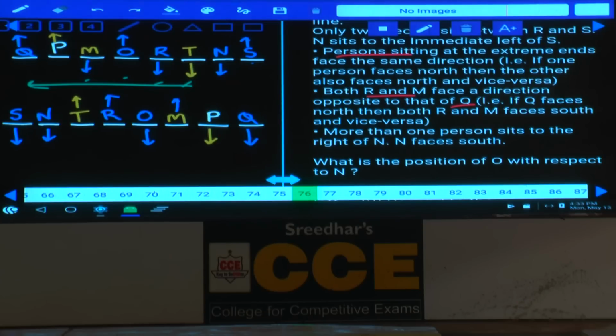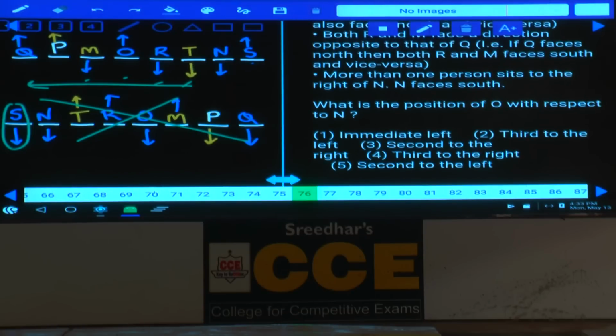But in the second case, there is only one person who is seated to the right hand side of N. And the second case is invalid. Now we are left with only the first one. Now in the first one, what is the position of O with respect to N? Position of O with respect to N, N is facing south. 1, 2, 3, third to the right, and it is given in choice for 76.